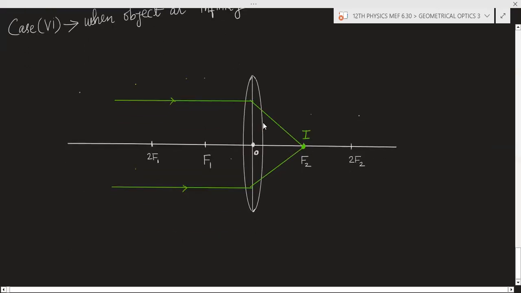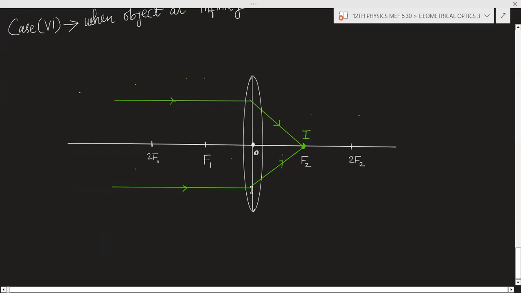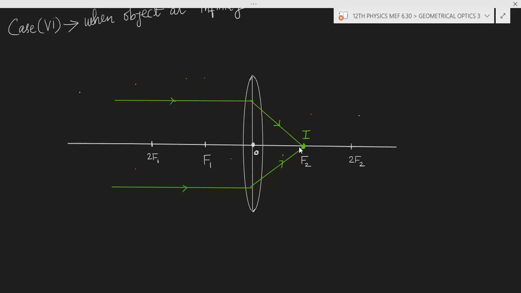So now here, after the refraction from this lens, these rays are getting converged at F2. These rays are actually meeting at F2. So this image will be real. And I told you if the image is real, it is also inverted. Okay. Another point. What can we say about the image?